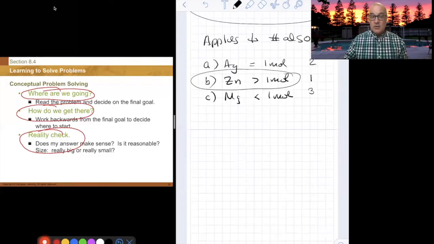Is my number going to be really big or really small? Let me give you an example. How many atoms are in 5 moles of gold? Well, this number should be larger than Avogadro's number, right? In other words, it should be 10 to the 23 or 24 or even 25 atoms, right? So if our answer doesn't fit within that limitation, then we know we've done something wrong.